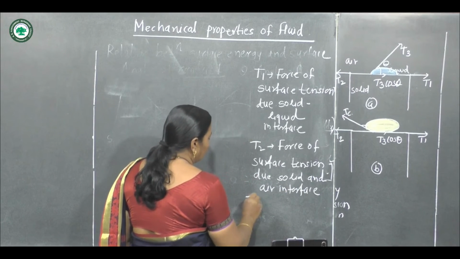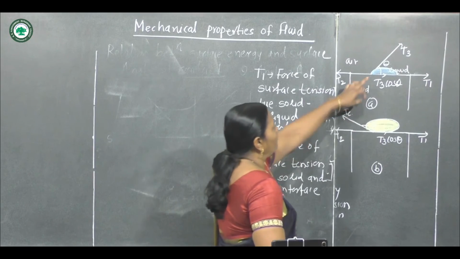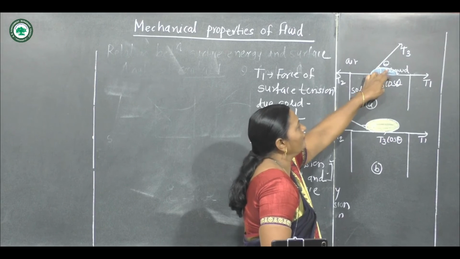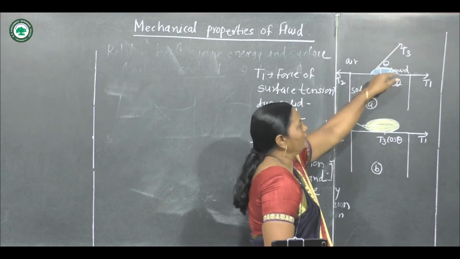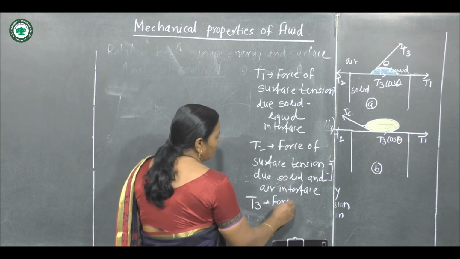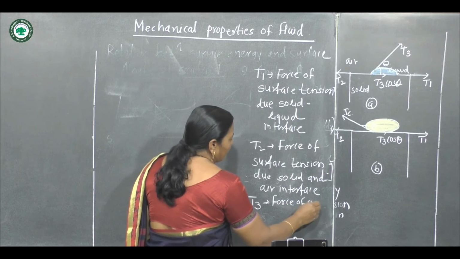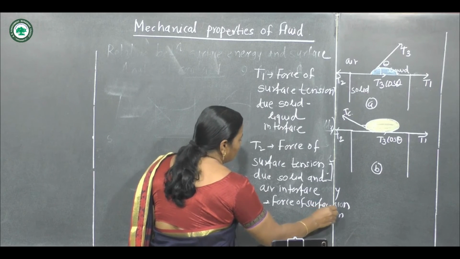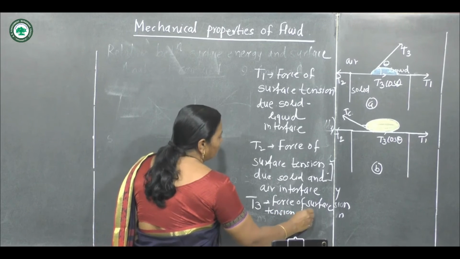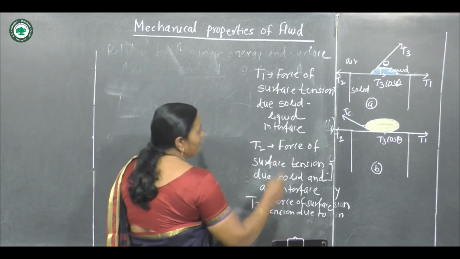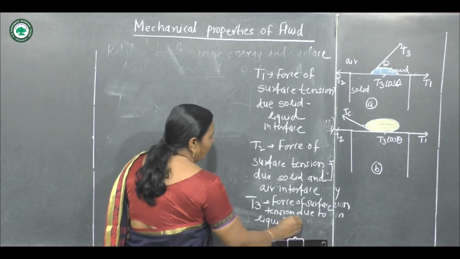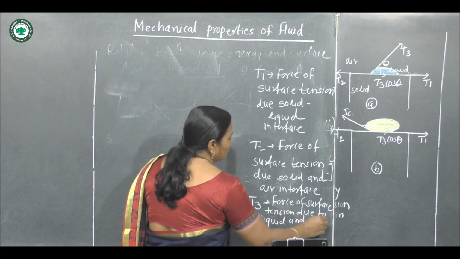Now T3. In case of T3, it is again a force of surface tension. Here it is liquid, here it is air. Therefore, we can say that T3 is the force of surface tension due to this liquid and air interface.